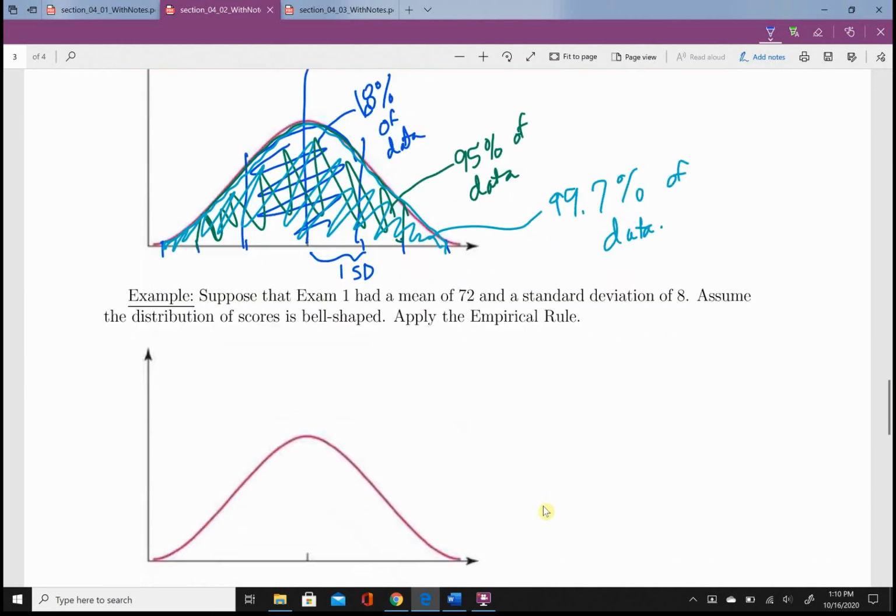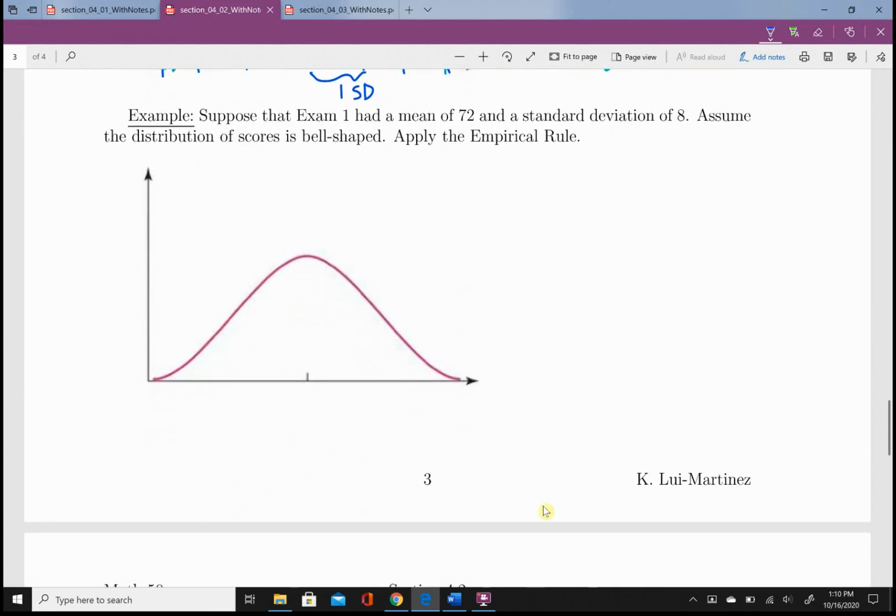Okay. Now, here's an example, and we already have a bell curve to work with as far as making a figure associated with the scenario. Suppose that exam 1 had a mean of 72 and a standard deviation of 8. Assume the distribution of scores is bell-shaped. Apply the empirical rule. So right away, we can use this to label this right here. There's 72 right there, and that's the mean. And then if we go 1 standard deviation, 2 standard deviations, 3 standard deviations, 1, 2, 3. So that means that the distance here is 8.